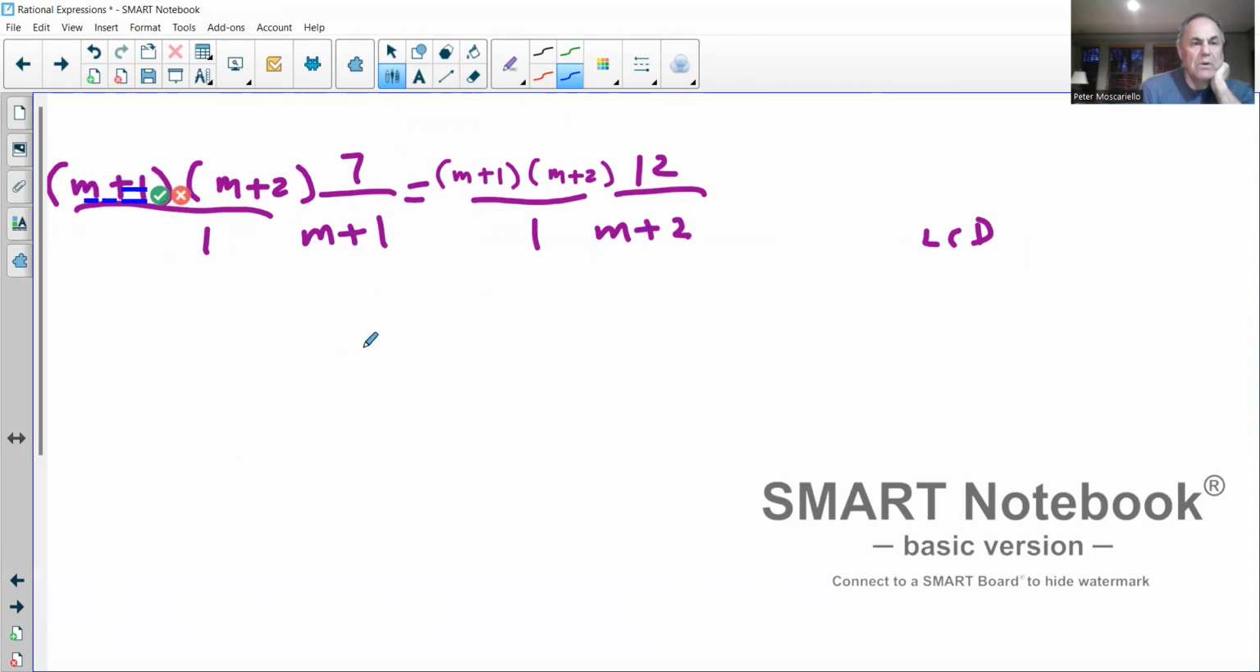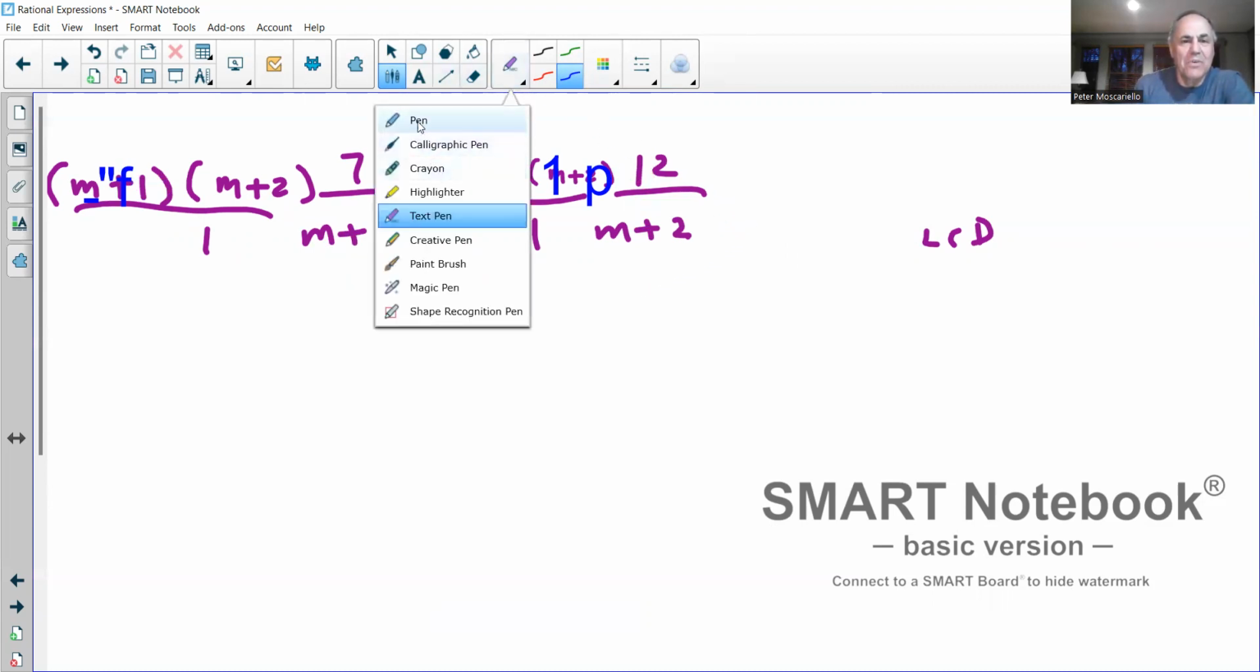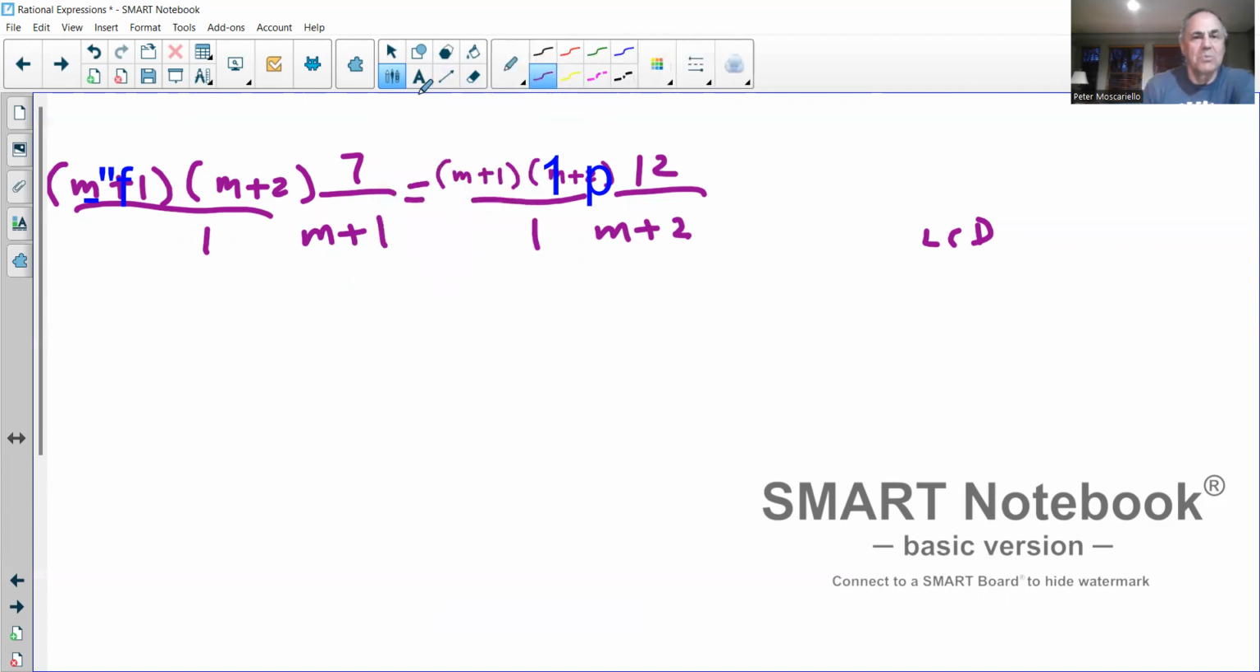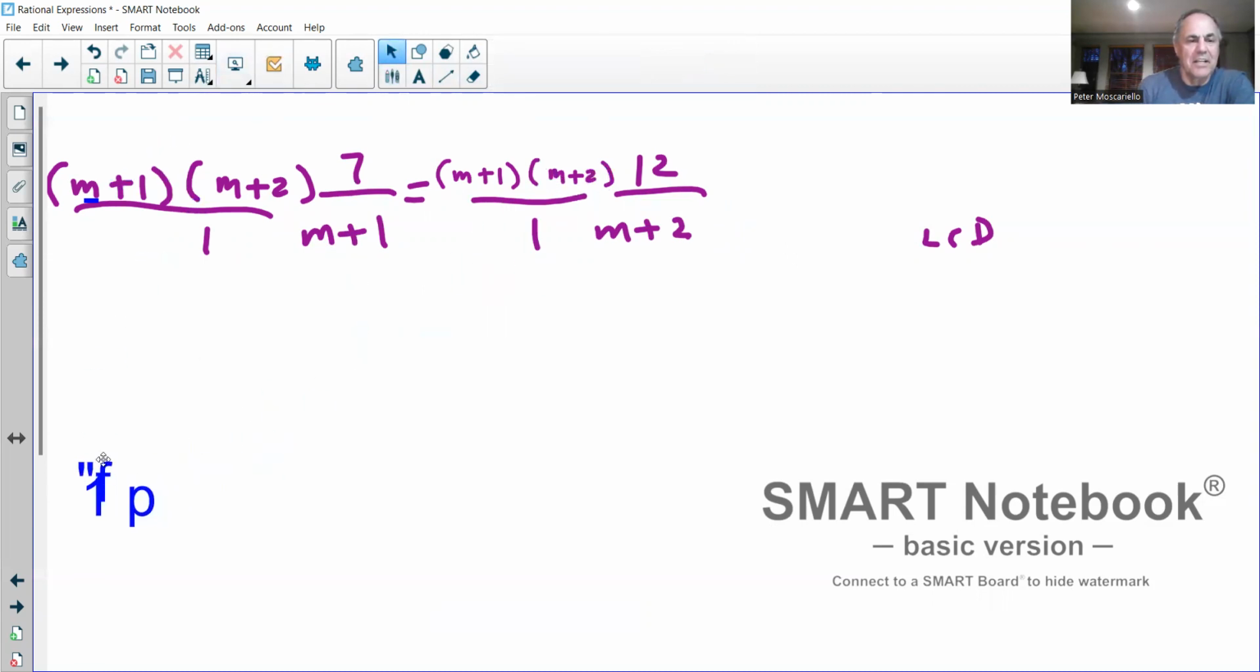If you've done it right, whoa, that's wild. It just disappeared. If you've done it correctly, your denominator is 1. The whole idea of multiplying by the LCD over 1 is that the denominators will cancel. I don't know if I hit magic pen or what, text pen. Oh boy. So let's do that again. Time traveling and crazy things are happening.